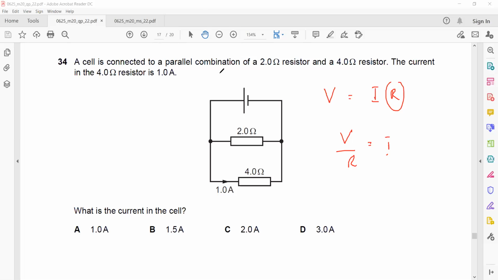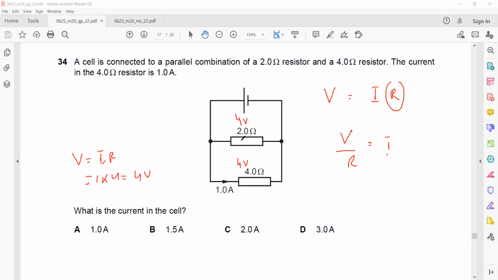You can also do another thing because they are in parallel. First we'll find the voltage here. How to get the voltage here? V equals IR, where I is the current and R is the resistance. So 1 multiplied by 4 equals 4 volts. So this resistor has 4 volts, and because they are in parallel, this will also have 4 volts. Both of them will have 4 volts.